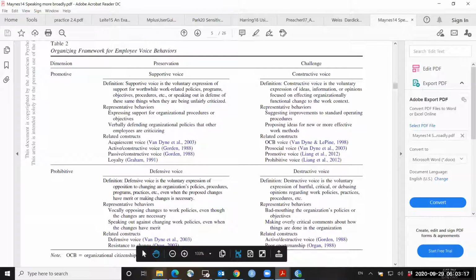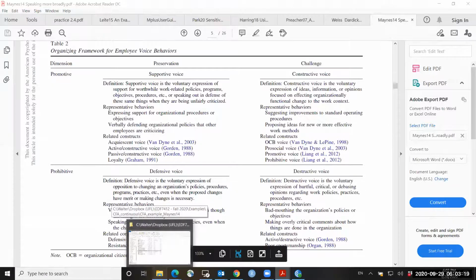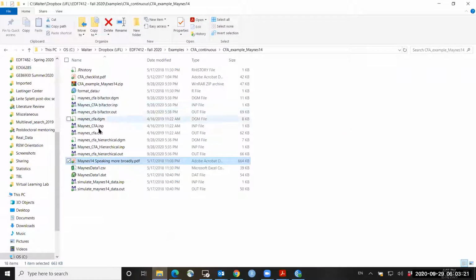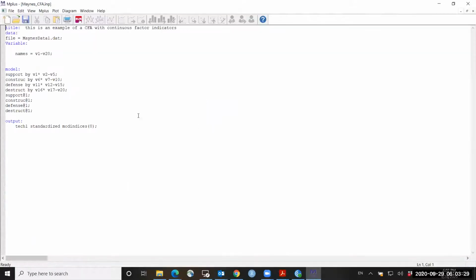Okay, so switching to Mplus, here I have the main CFA input file. The data file is mains data one.dat. There are 20 variables, so in this particular case, there are 5 indicators for each of the 4 factors.